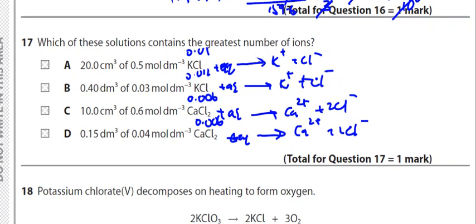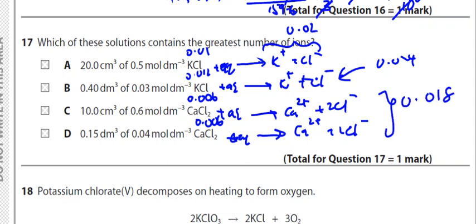So here the ratio is 1:2, so the total number of ions here is 0.012 times 2, which is 0.024. And here 0.006 multiplied by 3. Why multiplied by 3? Because 1 mole gives 3 moles of ions. So this is 0.018. So the highest value is 0.024, yes. So the answer is B.